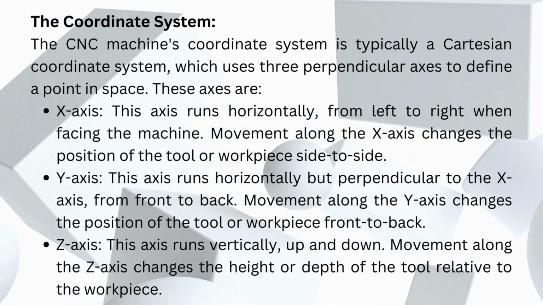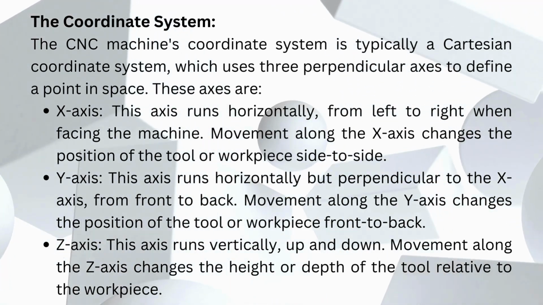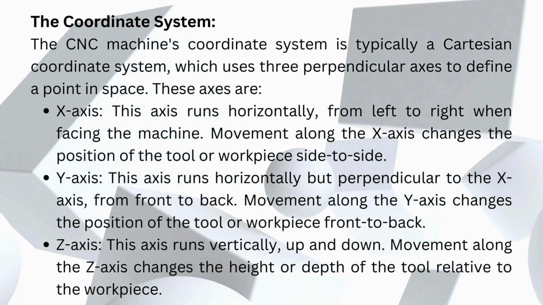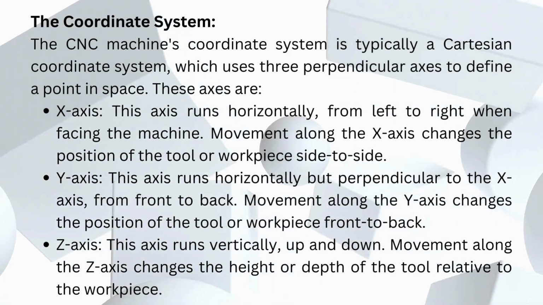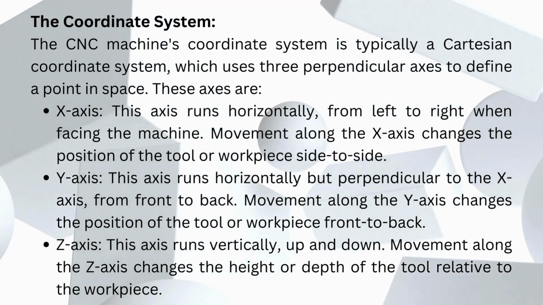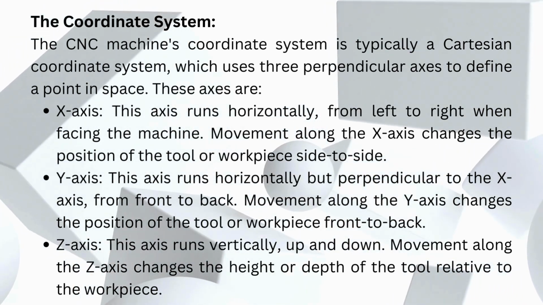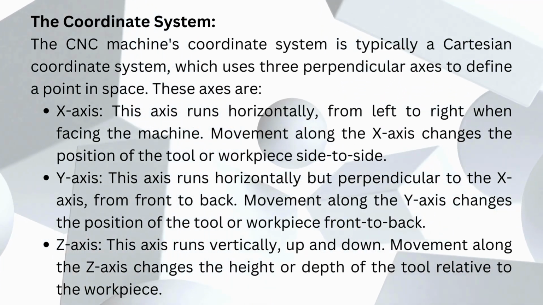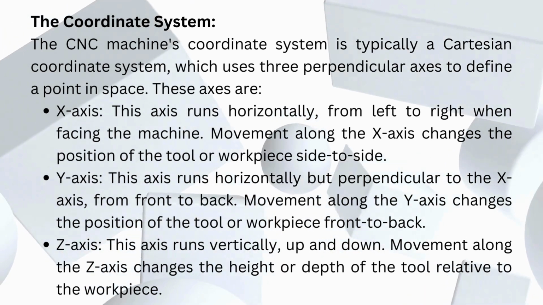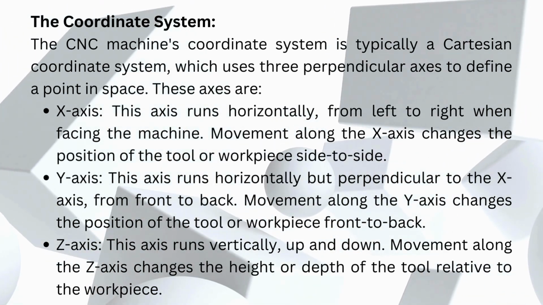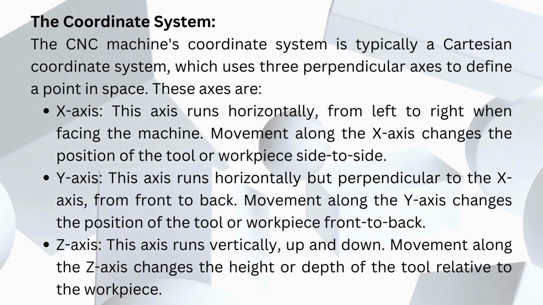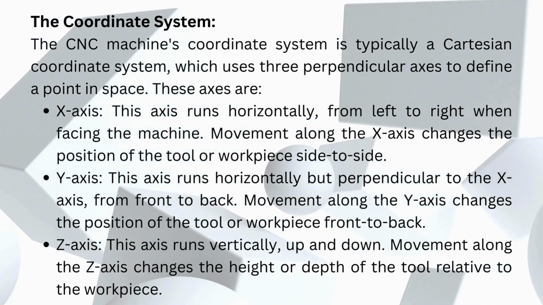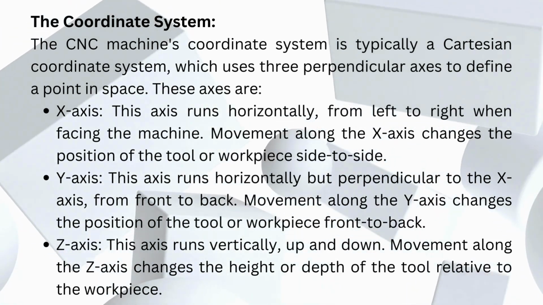These axes are X-axis. This axis runs horizontally, from left to right when facing the machine. Movement along the X-axis changes the position of the tool or workpiece side to side. Y-axis. This axis runs horizontally but perpendicular to the X-axis, from front to back. Movement along the Y-axis changes the position of the tool or workpiece front to back. Z-axis. This axis runs vertically, up and down. Movement along the Z-axis changes the height or depth of the tool relative to the workpiece.